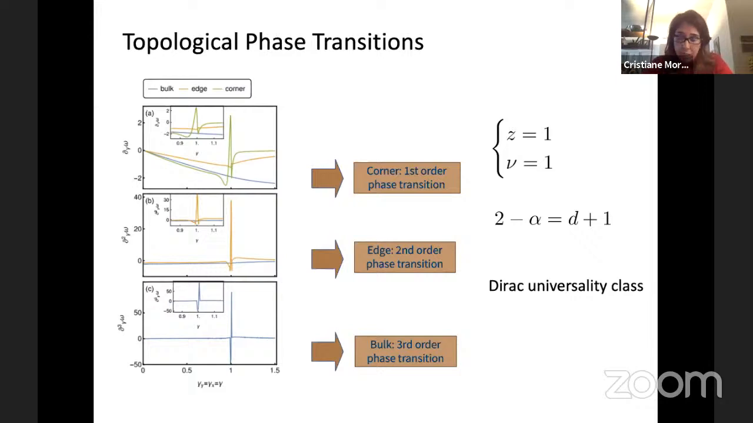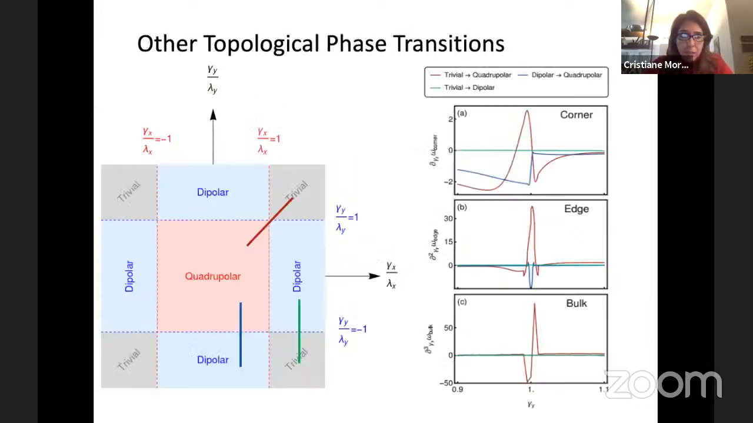Okay, easy and nice, but in addition to that phase transition from the quadrupolar to the trivial phase, where we went along this line where the symmetries were preserved, I can also have other topological phase transitions.